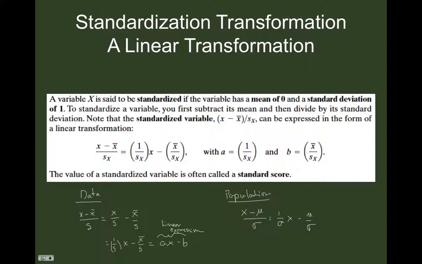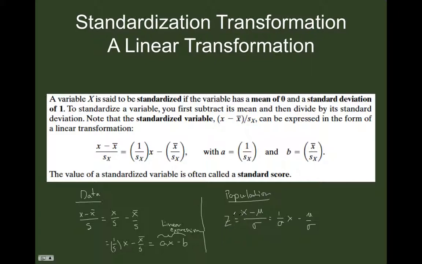Now there's a couple of properties here. We say the variable is standardized if it has a mean of 0 and a standard deviation of 1. The transformation we're talking about here will always take X and transform it to a new variable that has those properties. It's hard to understand this right at this point, I know, but when we get to the population discussion in Chapter 6, we'll actually put a variable here called Z.